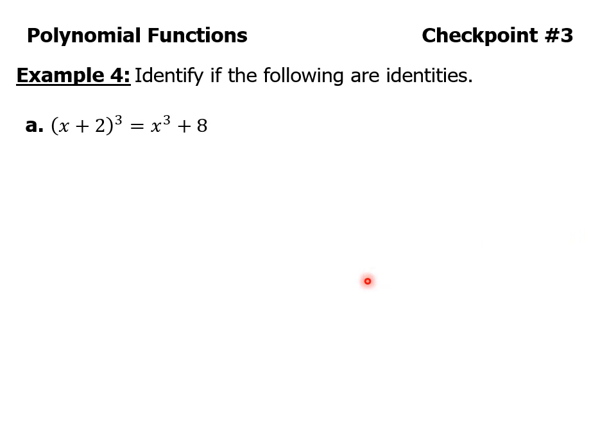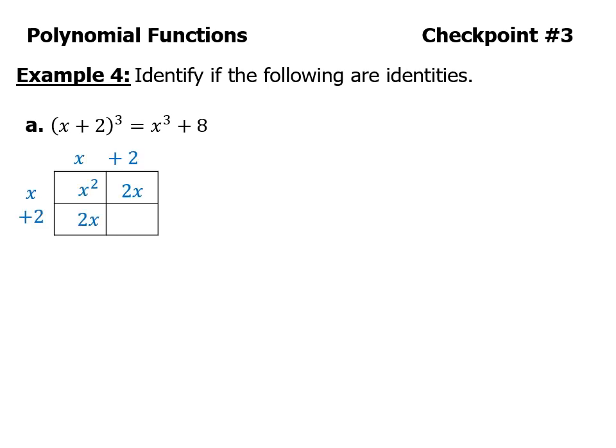Example 4 is working with identify if it's an identity. Well, that kind of means we need to take this left-hand side and simplify it. So x plus 2 to the third means I need to do x plus 2 times x plus 2. So I got x squared plus 2x plus 2x plus 4, which is x squared plus 4x plus 4. Then I need to multiply that times x plus 2.